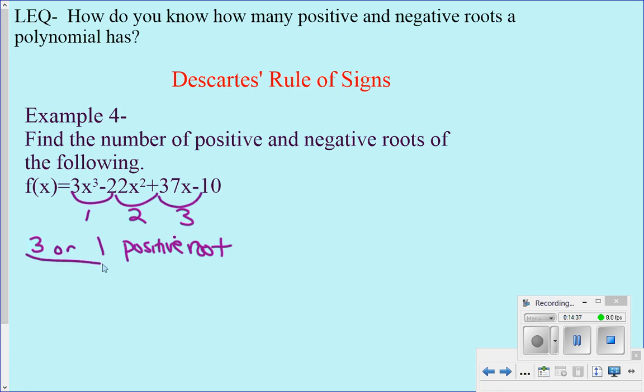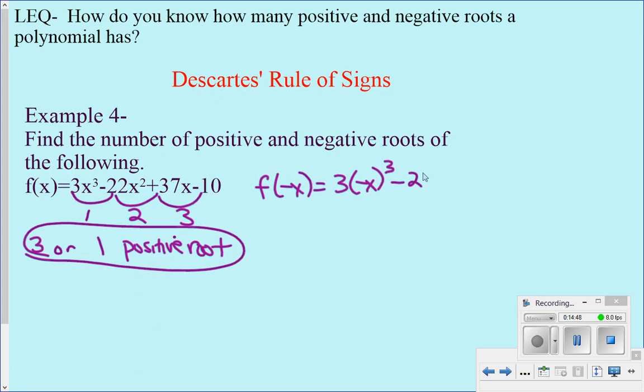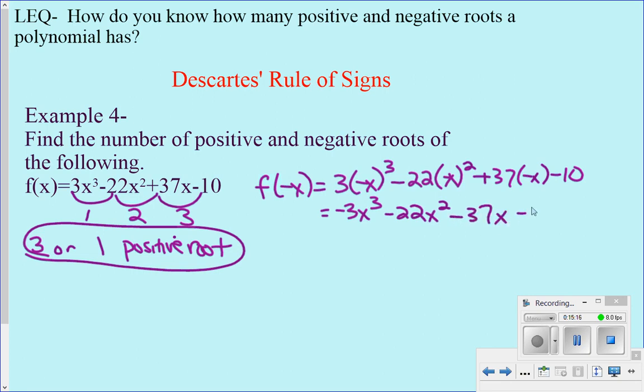Okay. Now I'm going to find f of negative x to help me figure out how many negative roots there are. So f of negative x means 3 times negative x, the quantity cubed, minus 22 times negative x, the quantity squared, plus 37 times negative x minus 10. So when I cube negative x, I get negative x cubed times 3 is negative 3x cubed. Negative x, the quantity squared, is positive x squared. Positive x squared times negative 22 is negative 22x squared. Positive 37 times negative x is negative 37x, and then minus 10 on the end.